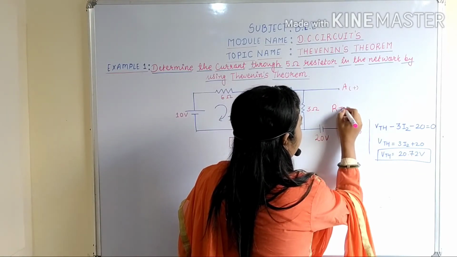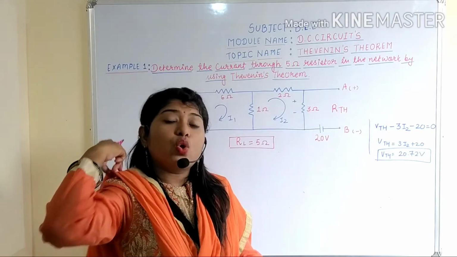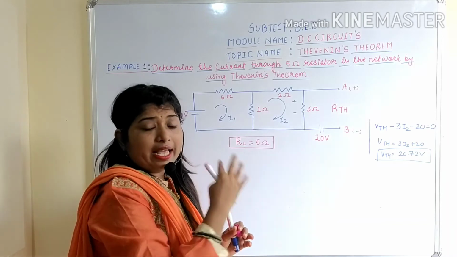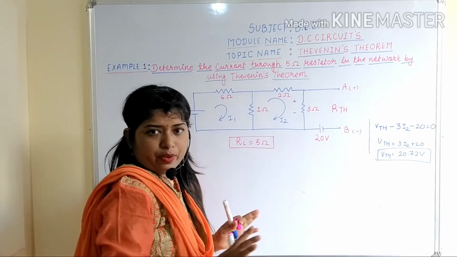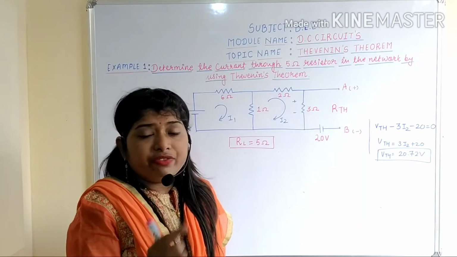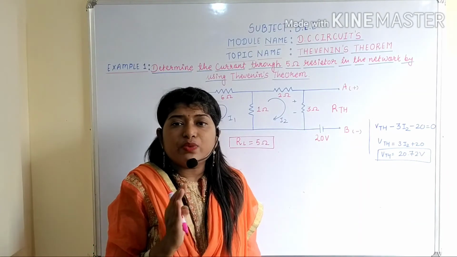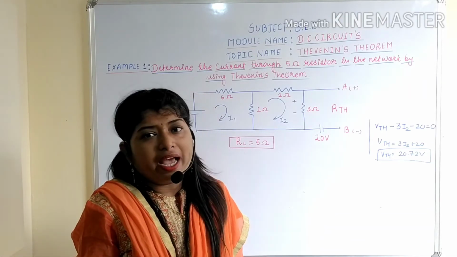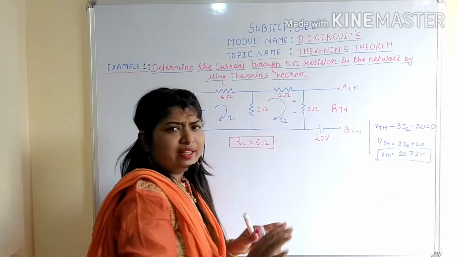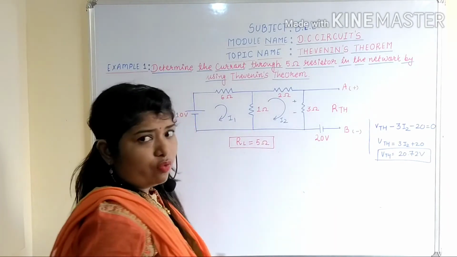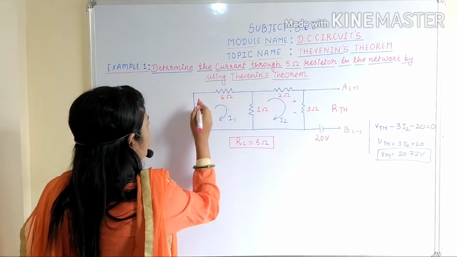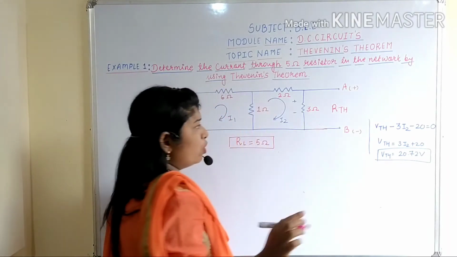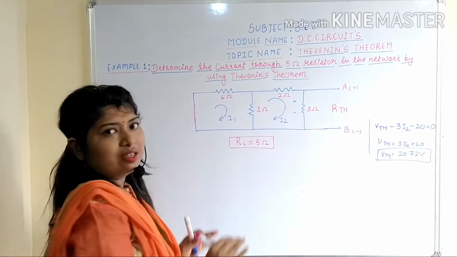The next procedure is what? You have to identify sources in the circuit. Can you identify sources in the circuit? Yes, there are two voltage sources in this particular circuit. If a voltage source is there, you need to replace the voltage source by a short circuit. If a current source is there, you have to replace the current source by an open circuit. In this particular circuit, there is no current source, but there are two voltage sources. So simply you have to replace that voltage source by a short circuit. I hope you have understood. This is your new circuit diagram.